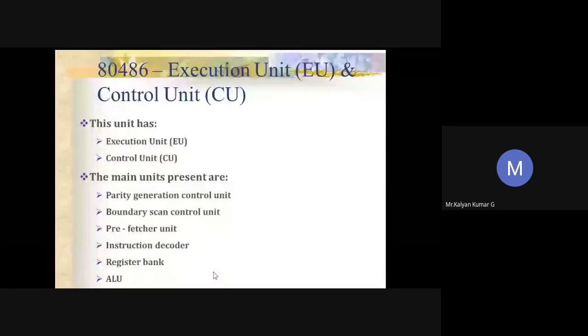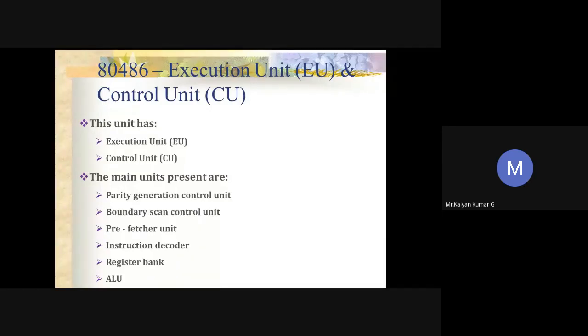So what are the points that you'll discuss? In general, the same functionality applies. In addition to that, we have certain units present here, something called the parity generator control unit. So what is a parity generator control unit? I hope you have heard the term parity somewhere in your DPST. For what purpose do we use this parity bit? For error checking purposes, I think you remember.